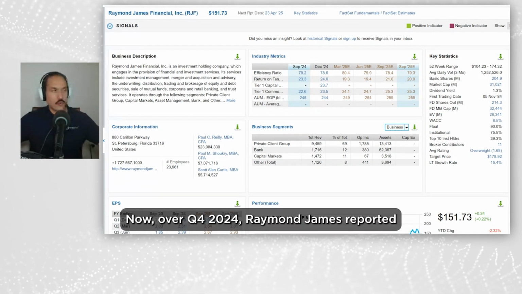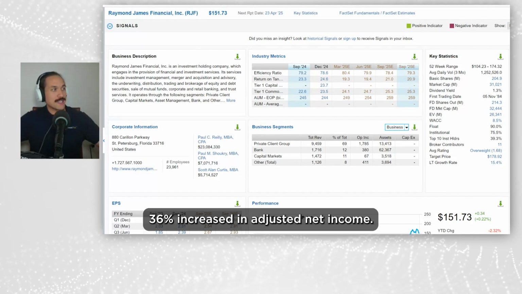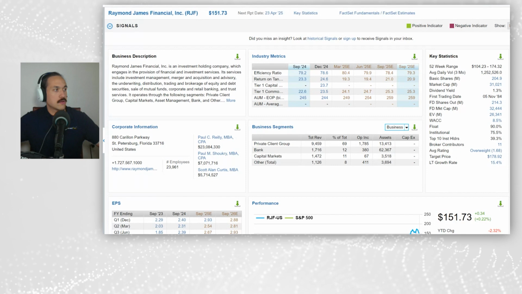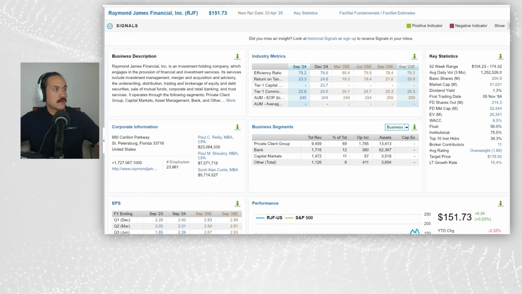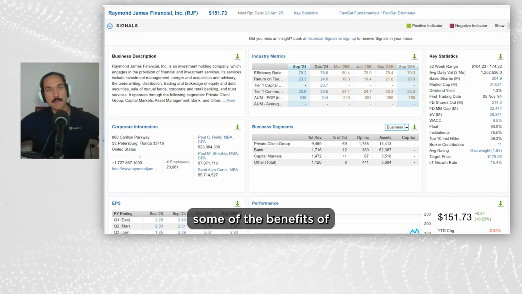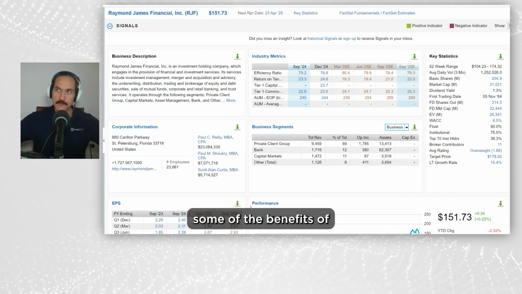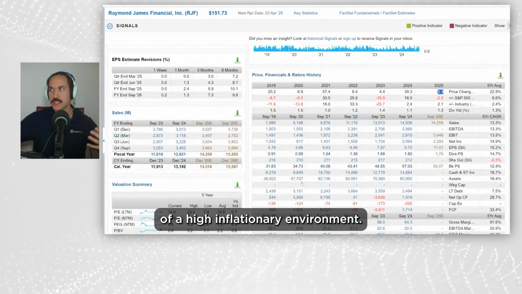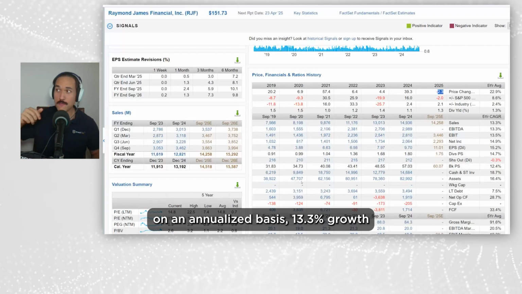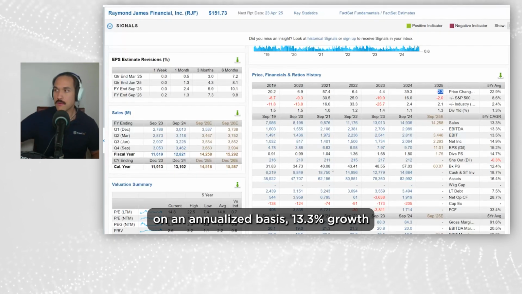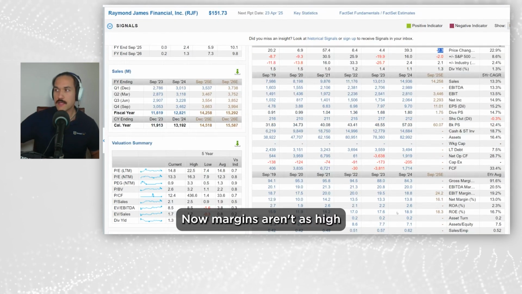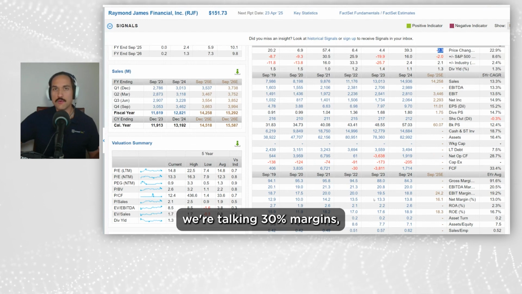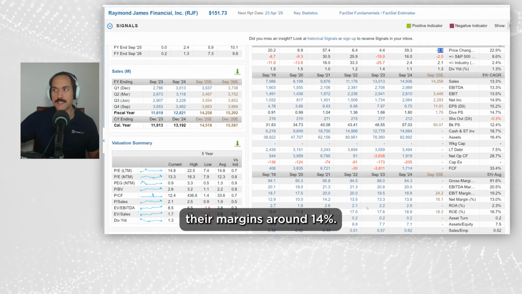Now, over Q4 2024, Raymond James reported 36% increase in adjusted net income. And so they are seeing some of the benefits of looser capital that we saw coming out of a high inflationary environment. Revenue on an annualized basis, 13.3% growth. Now, margins aren't as high as a lot of their competitors, right? In some of these businesses, we're talking 30% margins. Their margins around 14%.